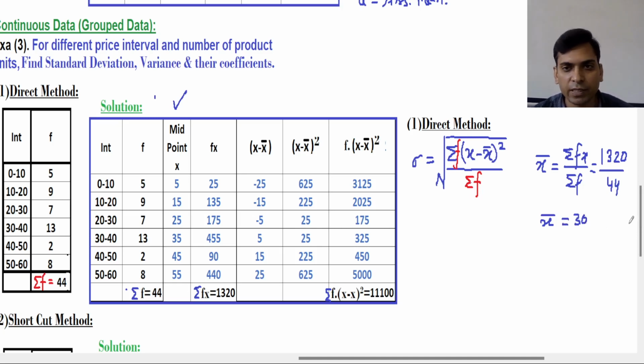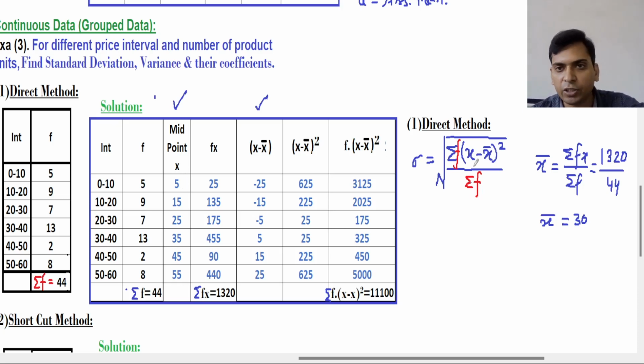Now what we will do with this? This is X bar, and your target is now X minus X bar. So you will create a column for X minus X bar. The first value of X is 5, and X bar is 30. So simply 5 minus 30 is equal to minus 25. And 15 minus 30 is equal to minus 15. So we will get all these values of X minus X bar by subtracting 30 from these values.